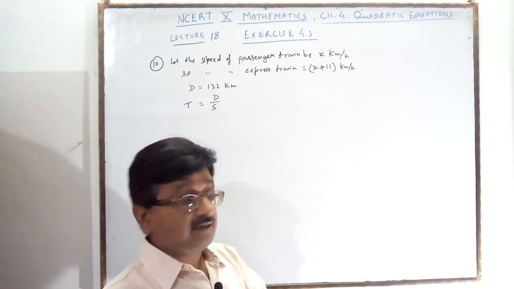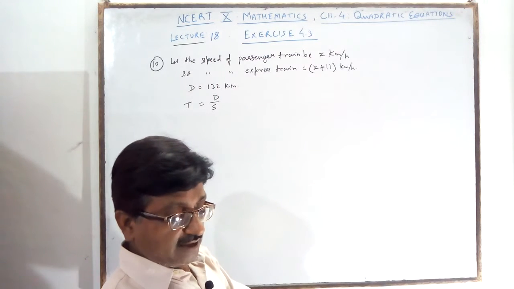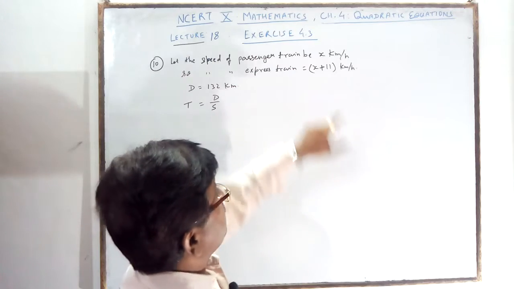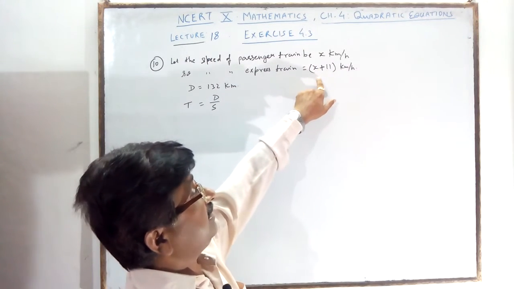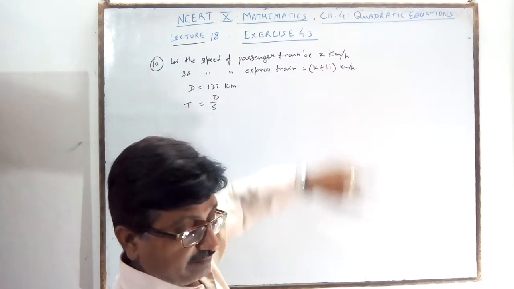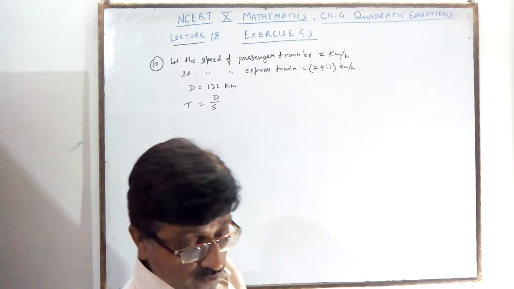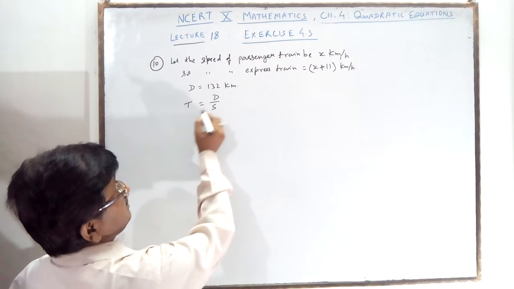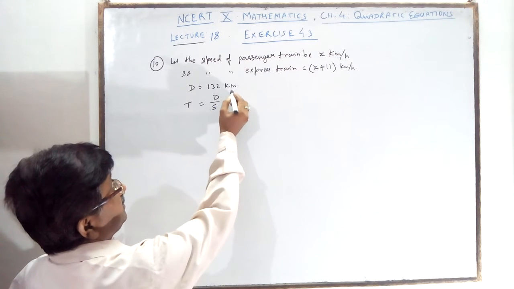It is given here that there are two trains, one passenger and one express. Both are covering the distance, but if you take one speed as x km per hour, then the other speed will be x plus 11 km per hour. The difference between the two trains to cover this distance is the difference between the times. So time is equal to distance upon speed. 132 kilometers is the distance.